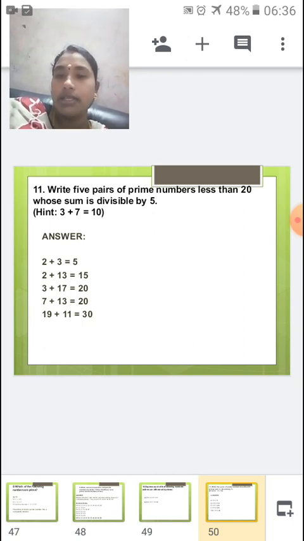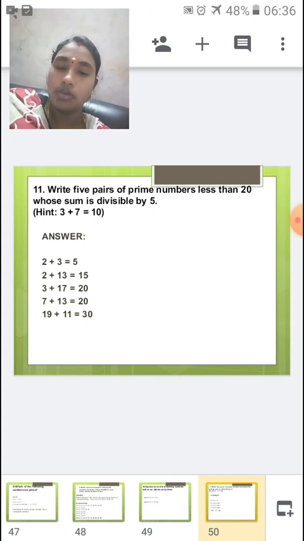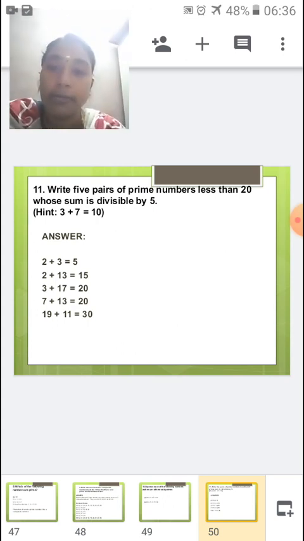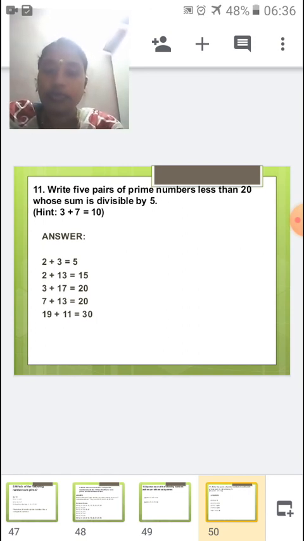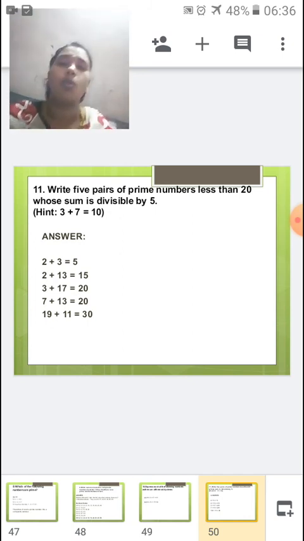For example, 3 plus 7. 3 and 7 are prime numbers, but when you add, it should be divisible by 5. Okay, so you get it as 10. So 10 is divisible by 5 because 5 2s are 10. So likewise we are going to write 5 pairs. Okay, 2 plus 3 will give you 5. So 5 is divisible by 5, which goes one time.